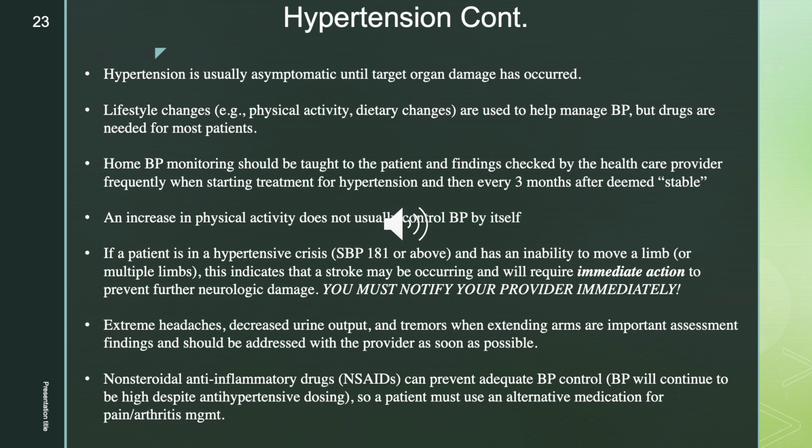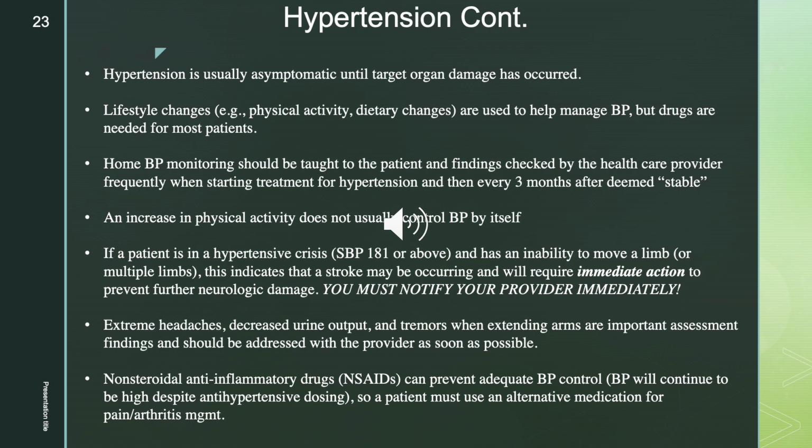Because the other things, extreme headaches, they have hypertension. That's a thing. Decrease urine output. Yeah, your kidneys are pissed because you have really, really high hypertension. And tremors, when you extend your hands out and your pressure is ridiculously high, they're going to shake and tweak. That's normal. What's not normal is not being able to move your body. Please understand that. All right.